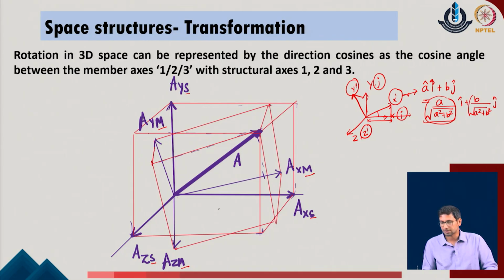Similarly, the second term, the j prime component, is the component of this given vector on the y axis of the given system, and this is what we describe as the second direction cosine of the given system.